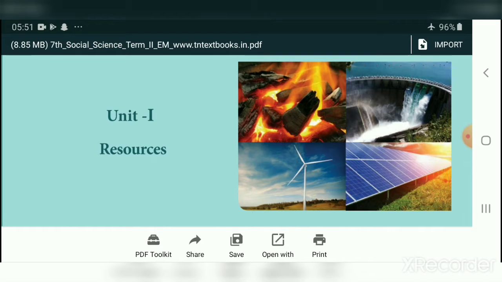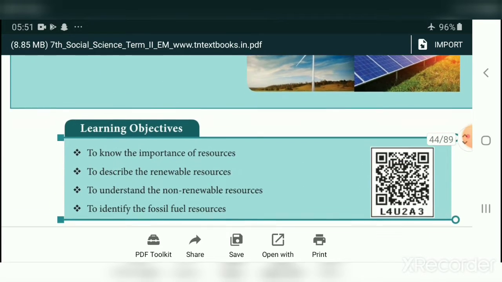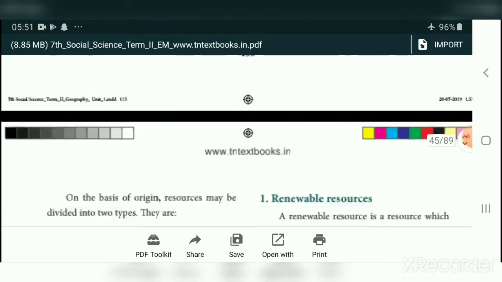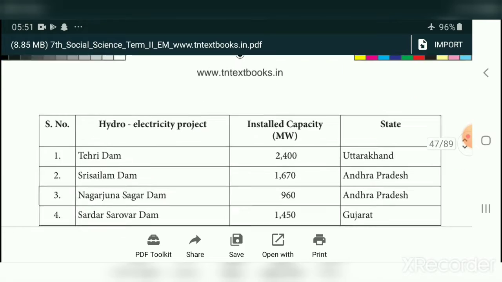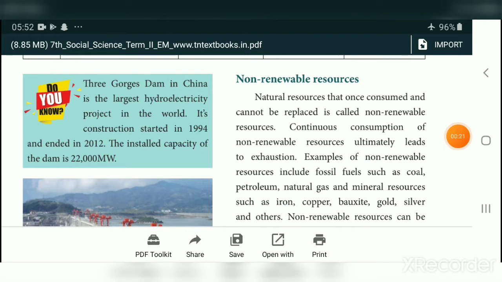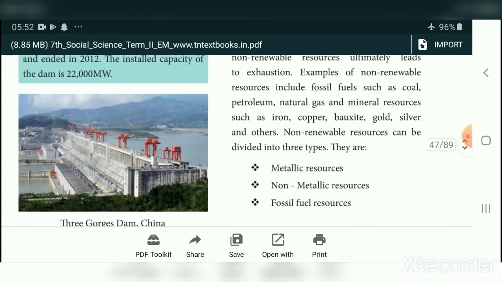Students, we are studying Geography 1, Resources. Yesterday, we studied non-renewable resources. What is meant by non-renewable resources? Natural resources that, once we use them, cannot be replaced. We cannot reproduce them again and again. We have studied examples of non-renewable resources like iron, copper, bauxite, coal, mica, etc.